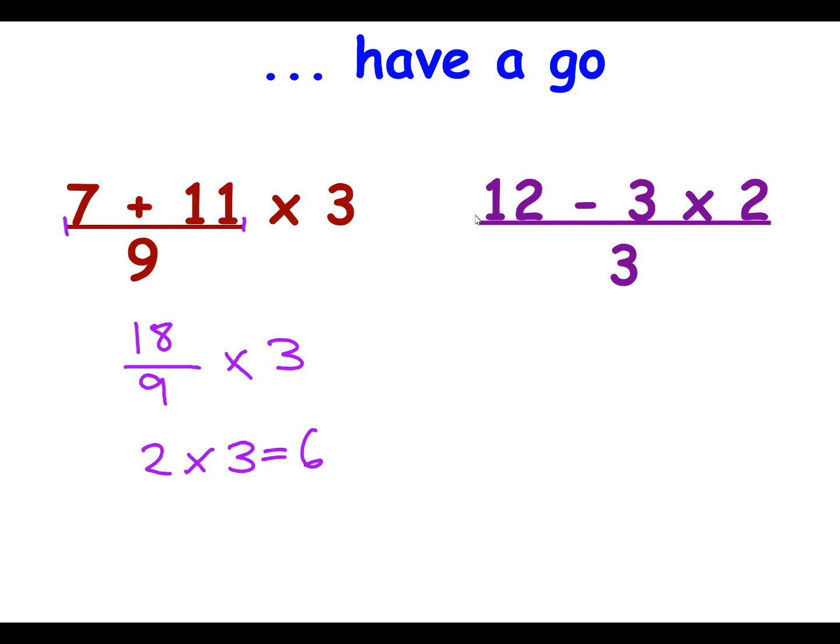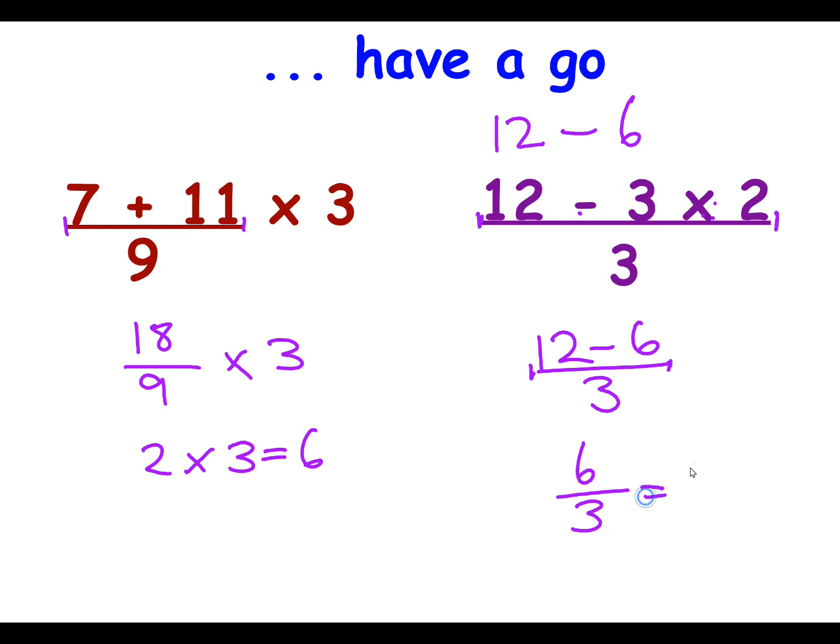So the problem on the right, the dividing line goes across the whole thing. So whatever is above it, we need to do first, but because there are two things to do, we still have to follow BIDMAS. So we have 12 here, and we've got to minus, and we do the multiplication first because multiplication comes before subtraction. So 3 times 2 is 6. So we're left with 12 minus 6 over 3. We then do the subtraction because our dividing line encompasses our 12 minus the 6. So we've got 6 divided by 3 is 2.